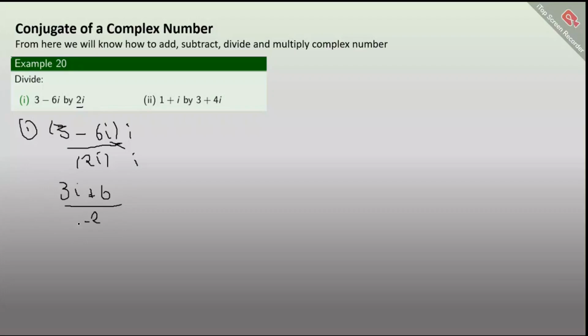Now we want this to be in the form of a complex number, so you start dividing. What is 6 divided by negative 2? That is negative 3. What is 3i divided by negative 2? This will just give us this. Then we're done. Yes, we are done. Let's move on to the next one. It might look complicated, but it's actually the same.